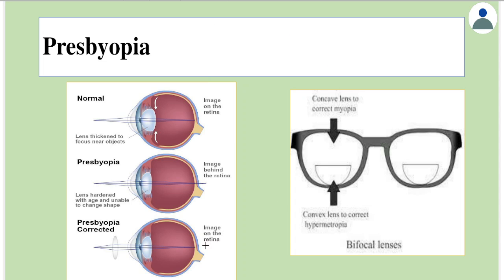As given here, you could see that this part would be like the concave lens, and this is like the convex lens, and this kind of lens is called a bifocal lens. So presbyopia is corrected by using a bifocal lens.